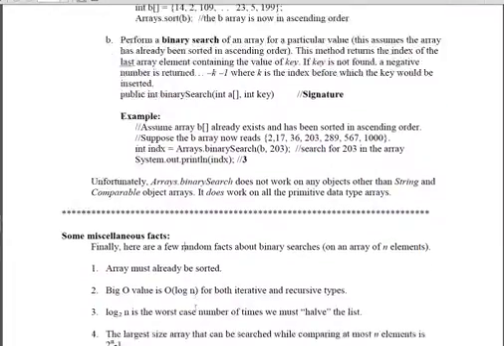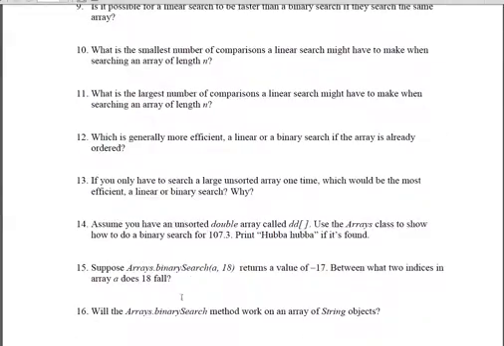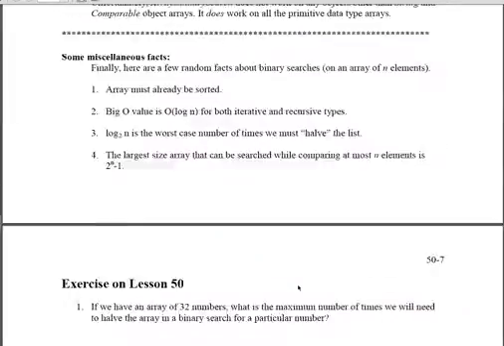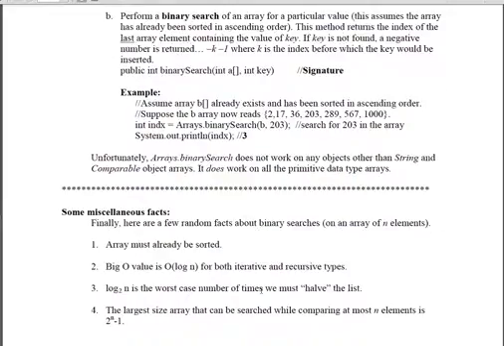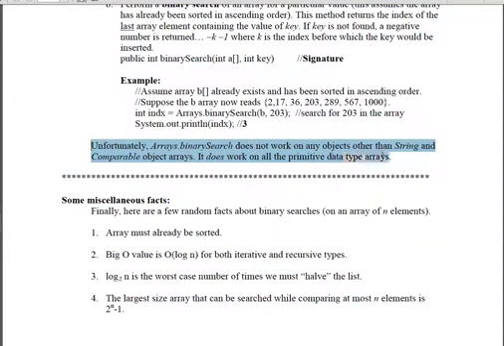And another thing I wanted to go over was the next question here. Will Arrays' binarySearch method work on an array of type string? Well, if we look up in the text, we can see here that binary search does not work with any objects other than string and comparable object arrays. It does work on all primitive data types, so the primitive type arrays.